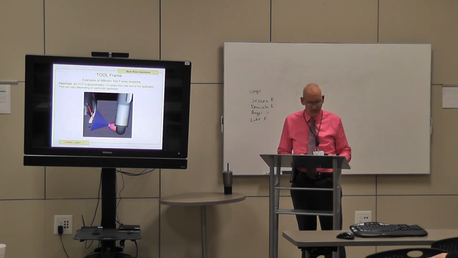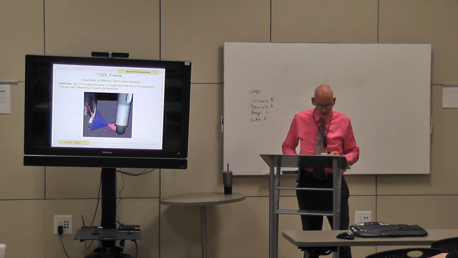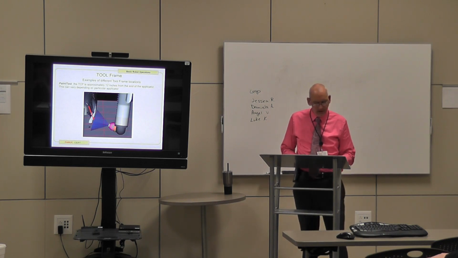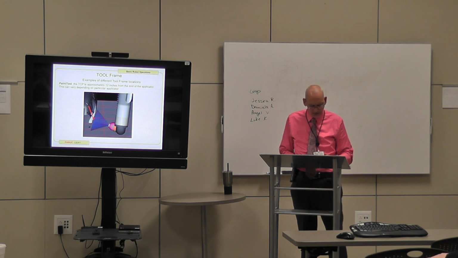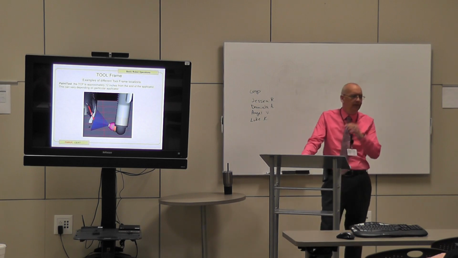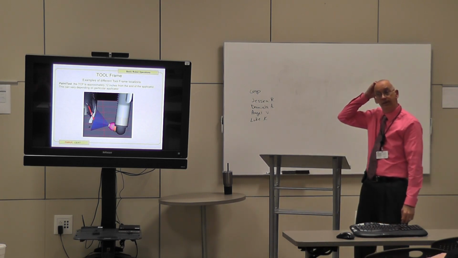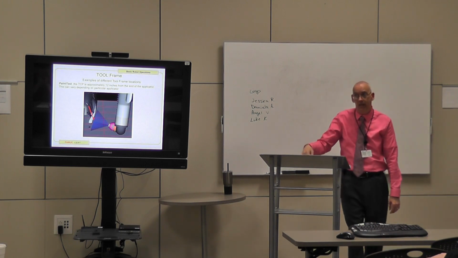Here are some examples of tool framing and using our TCP. In a paint tool, the TCP is approximately 12 inches from the end of the applicator. This can vary depending on the particular application. Why do you think it's approximately 12 inches away as your TCP? Why wouldn't it be the end of the gun?